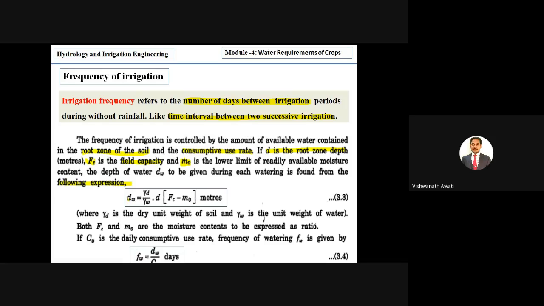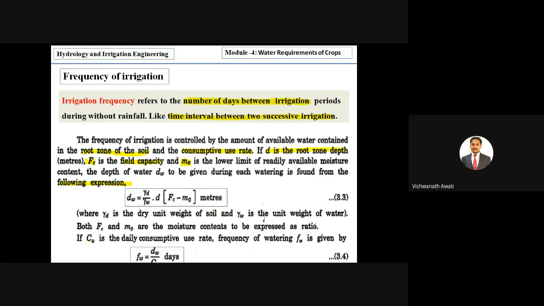So once again, dW is depth of water to be given during each watering, and lambda D is dry unit weight of soil, and lambda W is unit weight of water, into D. D is the root zone depth, and Fc is field capacity, and Mo is the lower limit of readily available moisture, right?